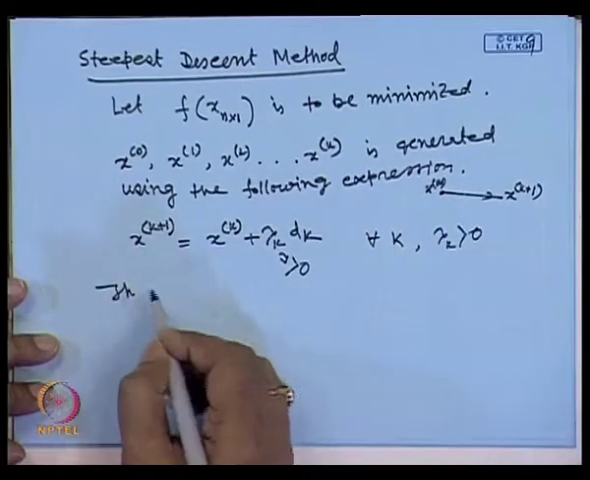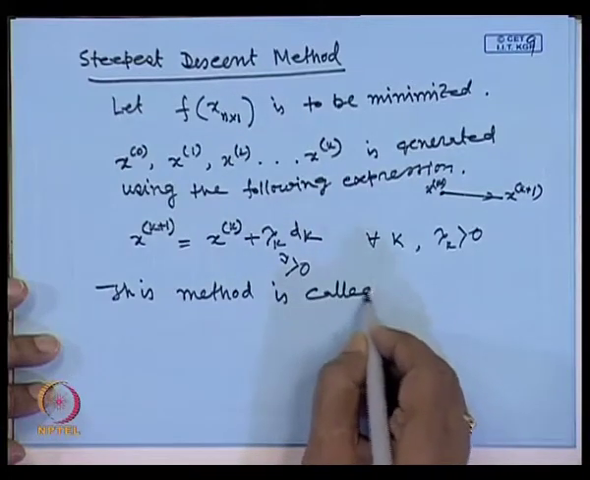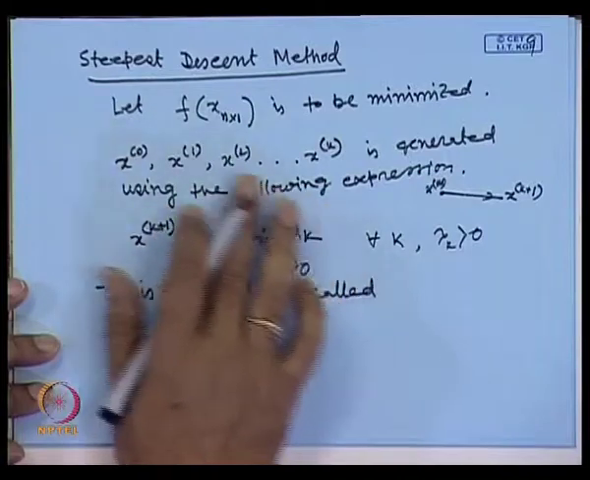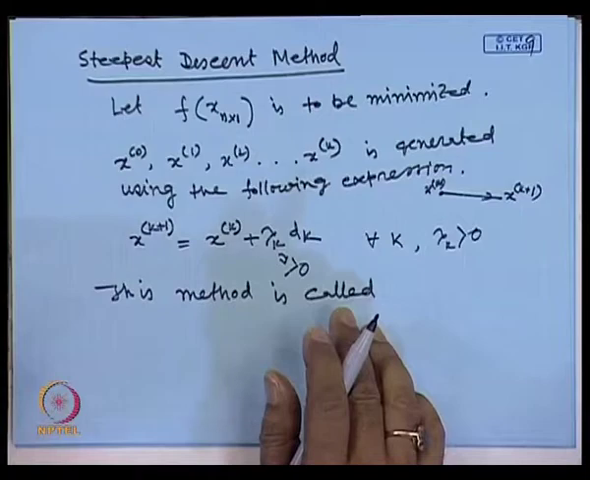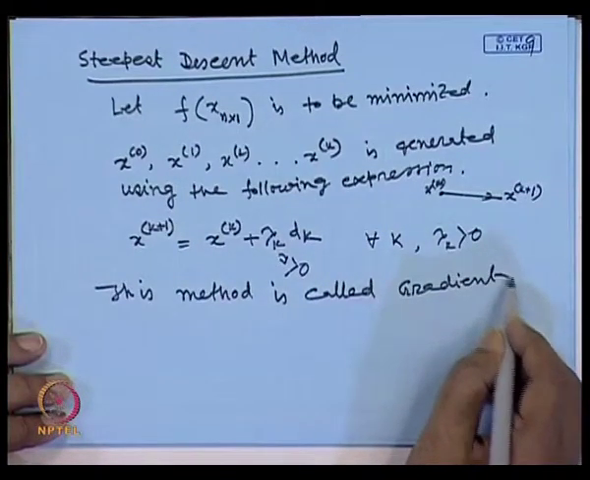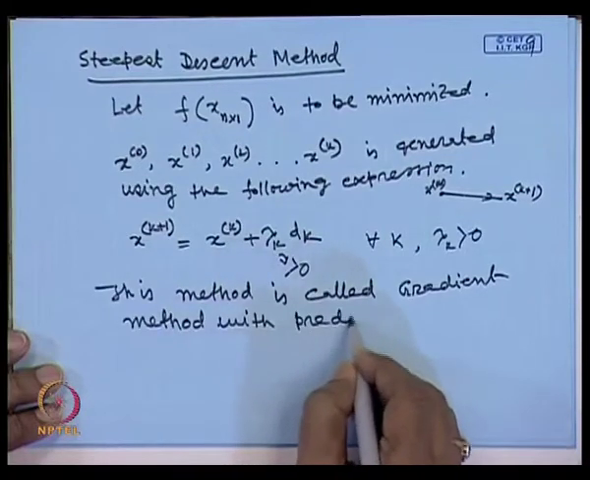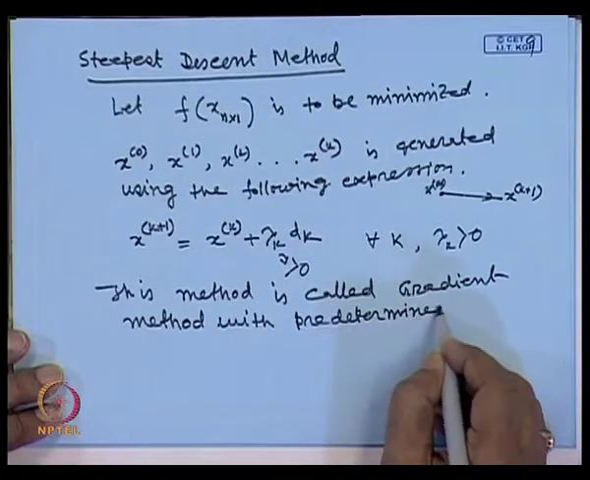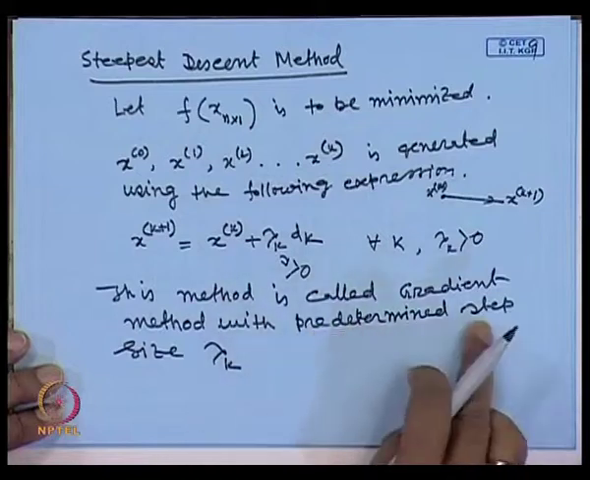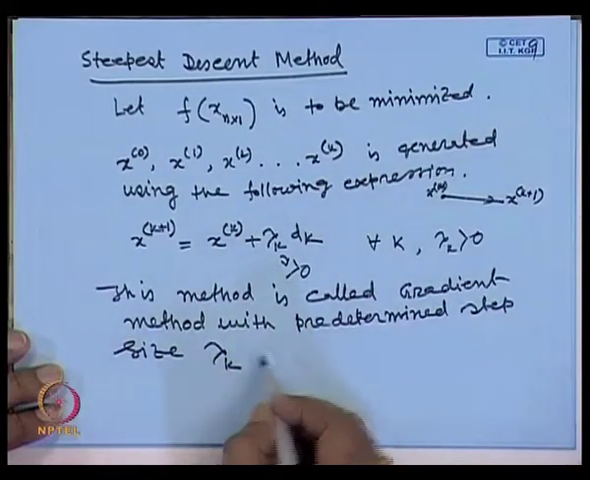This method is known as the gradient method, because we are moving in such a direction that the function value decreases from one point to another. This method is called the gradient method with predetermined step size lambda k for each iteration. For each iteration, lambda k is predetermined and it is kept constant throughout the iterative process.